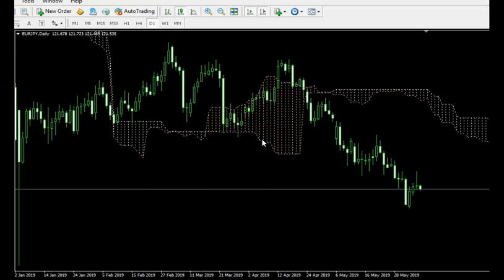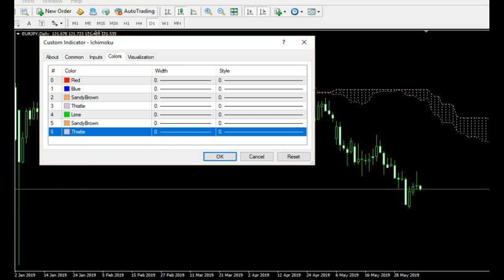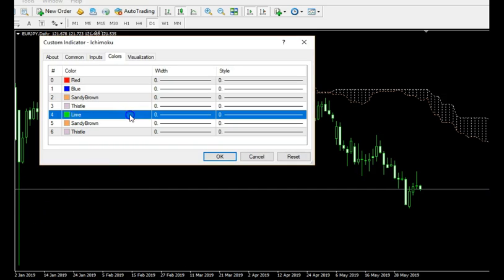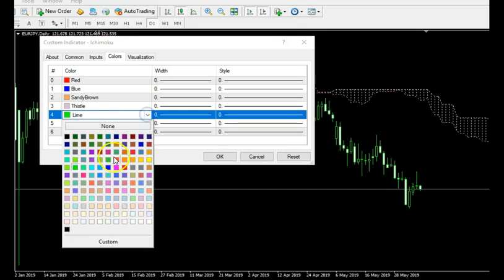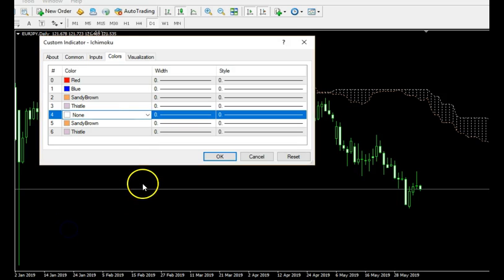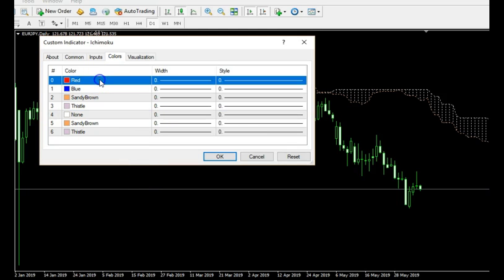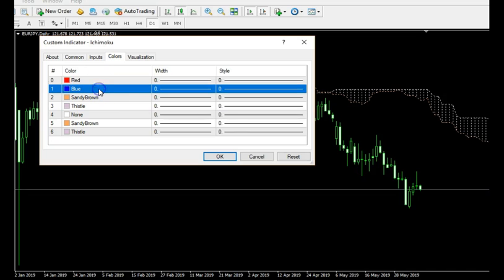But we've got the cloud on. Now we're going to go ahead and add those two other pieces to see how they cross each other and how we determine where our entries are going to be. So we pull this back up, and this is the Chikou span. We still don't want that to show. But this here is the Tenkan-sen, and this is the Kijun.